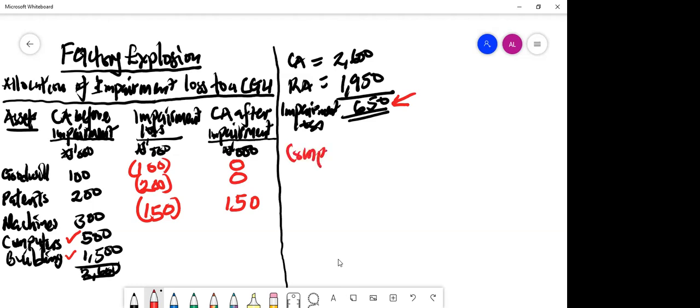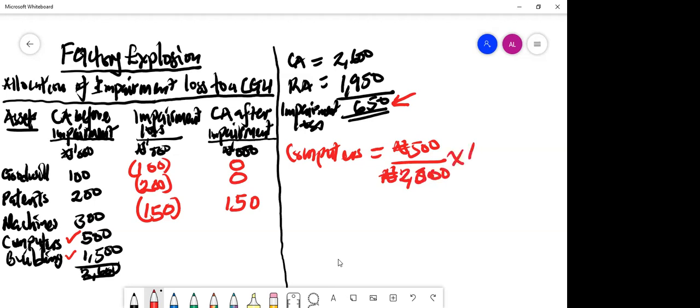I will say computers, okay? What is the carrying amount of computers? You say it is 500. I will write it out. If I add them together, 500 plus 1,500, it will give me 2,500. I have to add them together because I wanted to prorate. Is that 2,500? No, that should be 2,000, right? Yes, sorry, that should be 2,000.